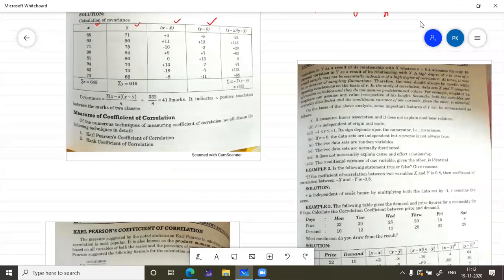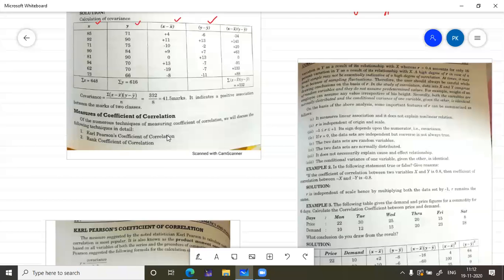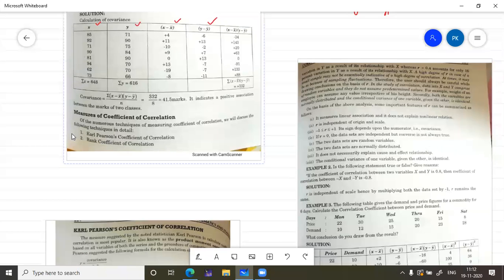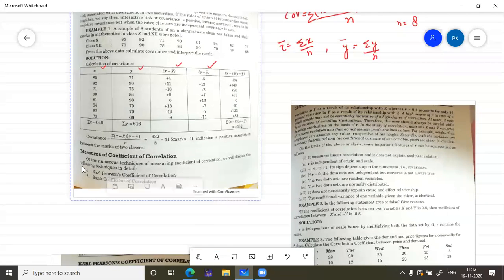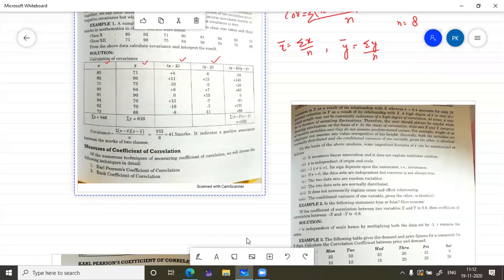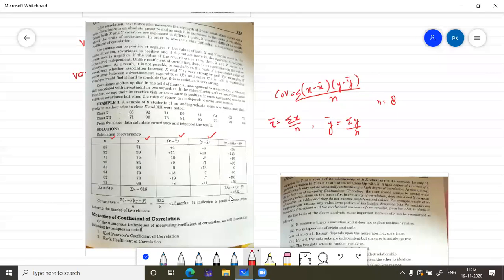Now come to the measures for the coefficient of correlation. The first technique here is Karl Pearson's coefficient of correlation. It was given by Karl Pearson, so it is named Karl Pearson's coefficient of correlation. And the second one is the rank coefficient of correlation.